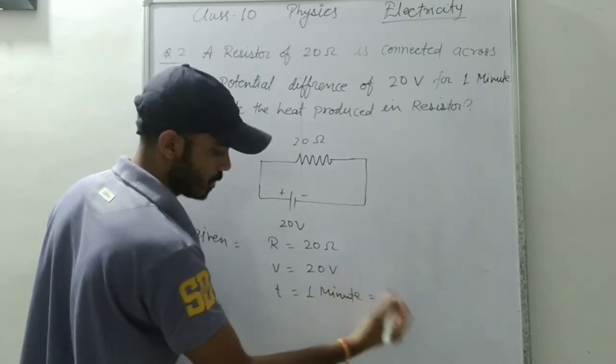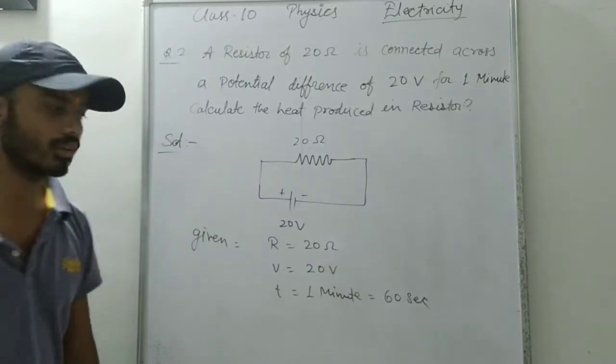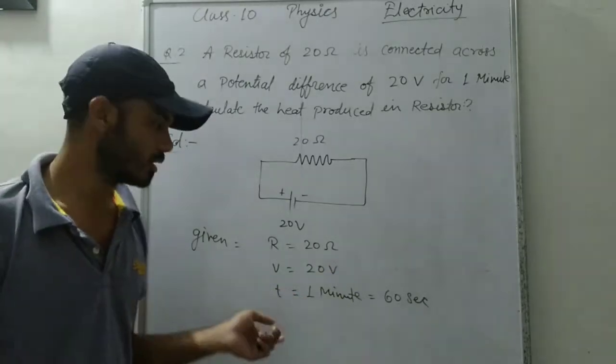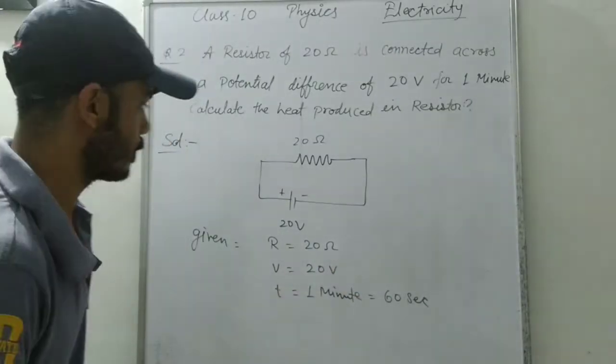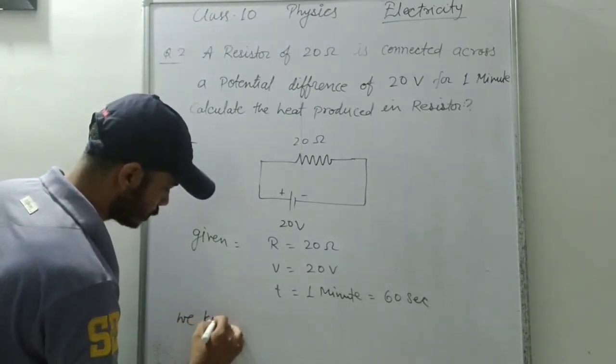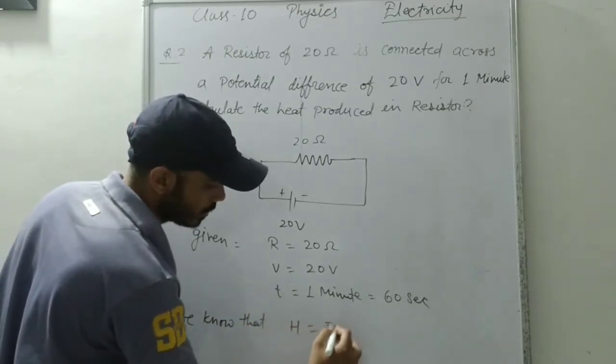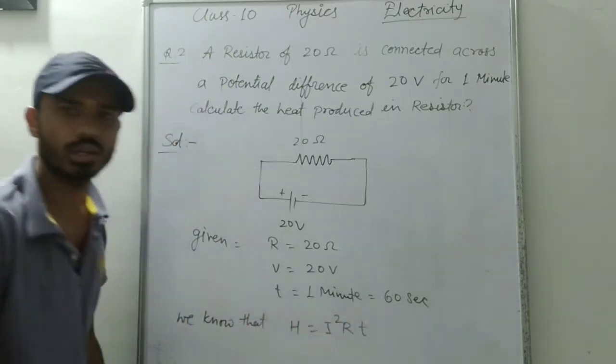So we have to convert it into seconds, because all these units are SI units, so we have to convert time into its SI unit. Okay, now we know that H equals I square RT. We have to calculate H here.